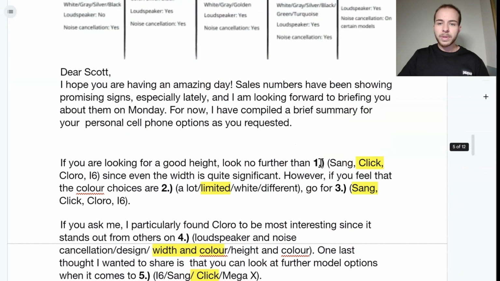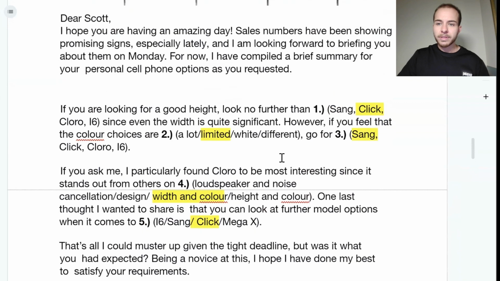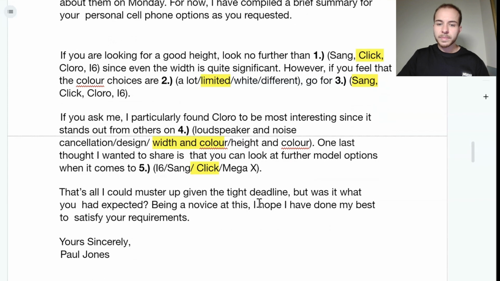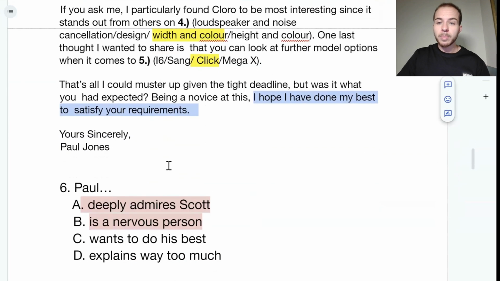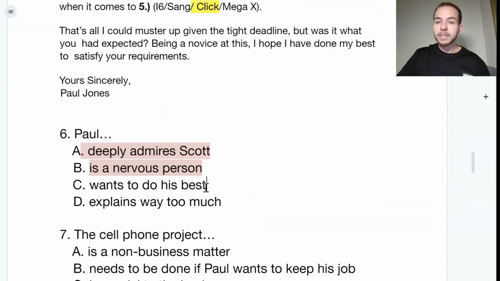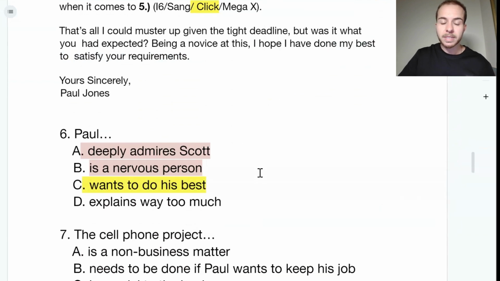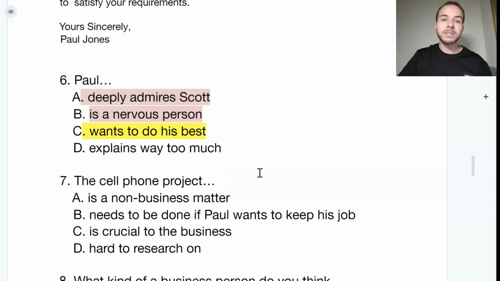I'm going to skim read the first and last paragraph. I hope I have done my best to satisfy your requirements. Okay, so we hadn't read that previously, but upon reading it now, I feel like this would be the best answer. He wants him to do his best. Or Paul wants himself to do the best.